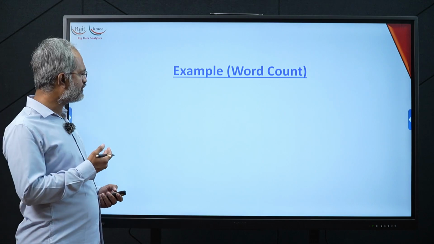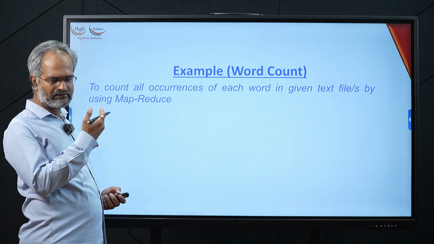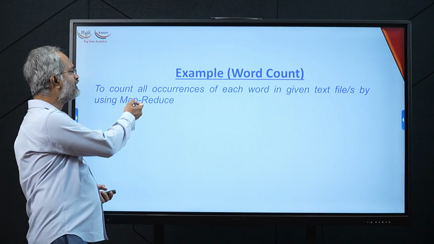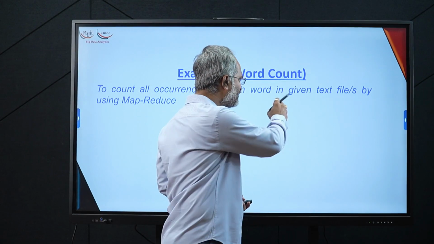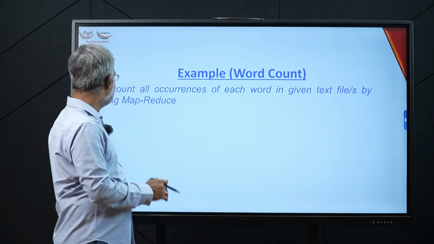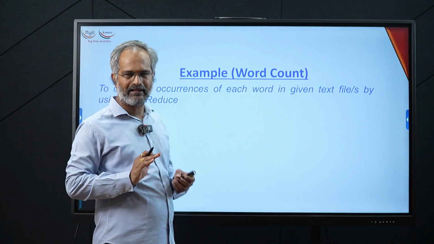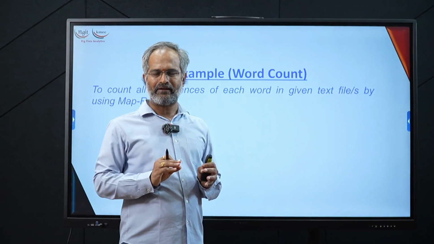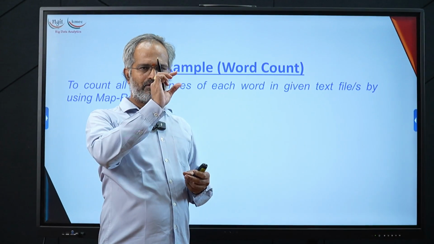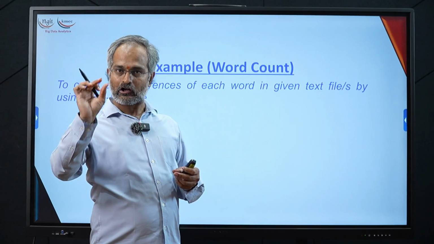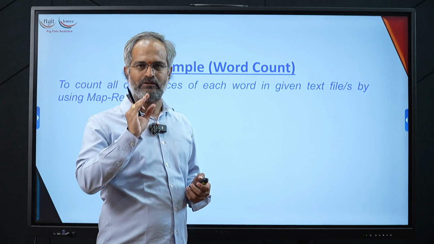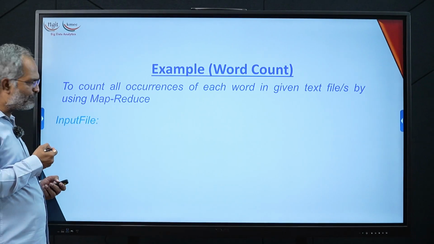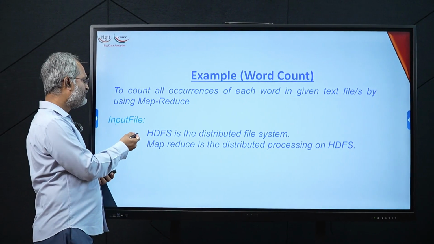Word count, first of all you have to understand the problem. Here we have to count all the occurrences of each and every word in the given text file by using MapReduce. This is the problem statement, meaning that if we give one text file, in that text file there are a number of words, right? So for each word, how many times it occurred in that particular file. That is the problem statement.